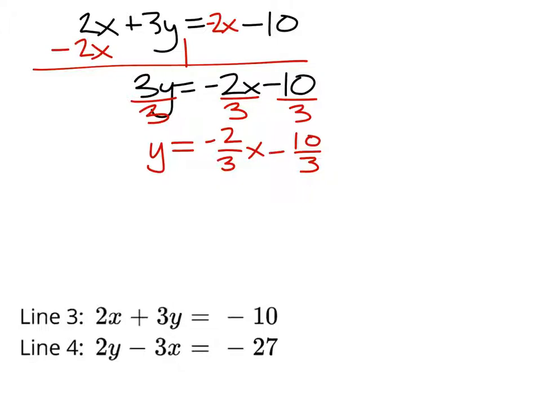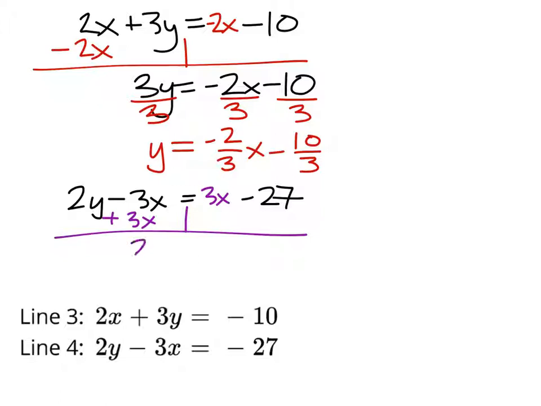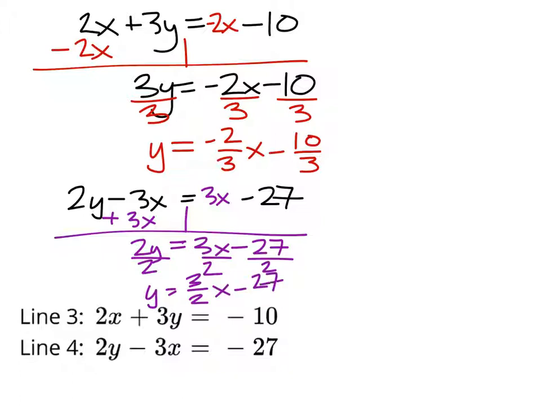So let's look at the line 4 then. All right, same idea. We got the 2y's, but they're subtracting stuff, so we got to get rid of that first. So I'm going to add 3x to make that a 0. So I'll add 3x right here as well. So I've got 2y. And now to solve this, we'll divide all the terms by 2 so that we get just the 1y. Y equals 3/2 x minus 27/2.